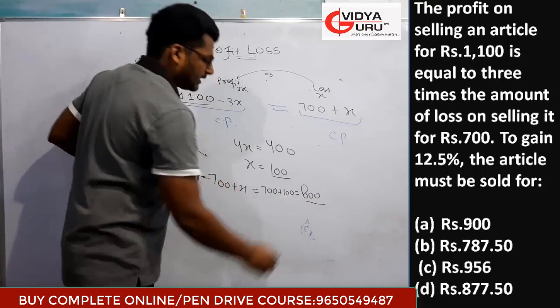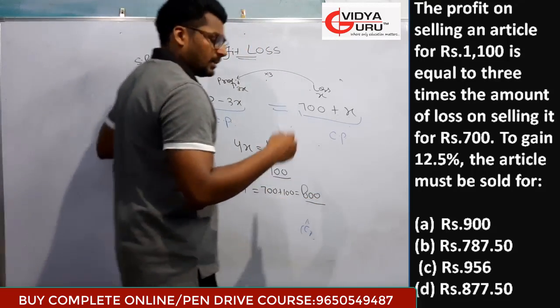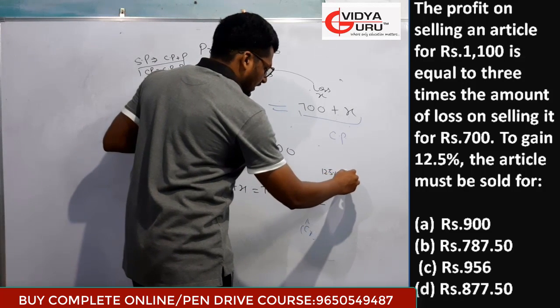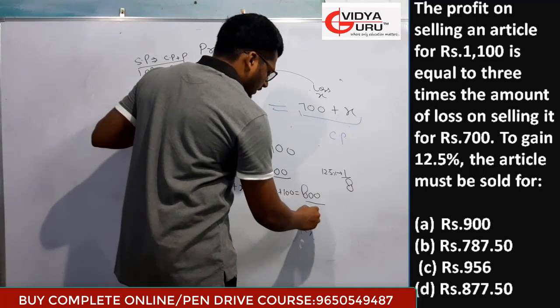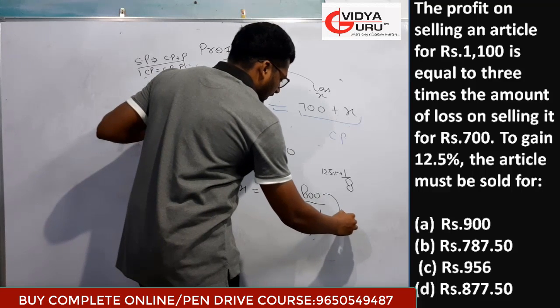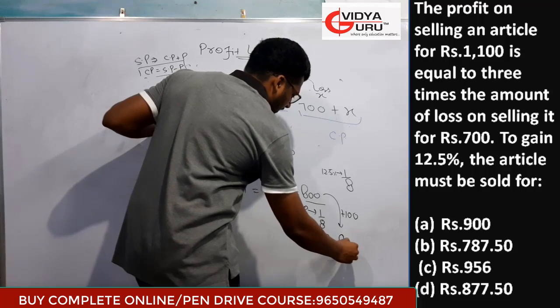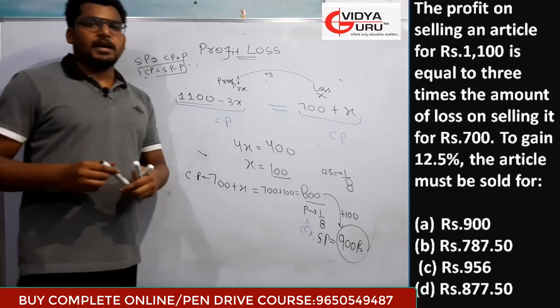But the question is asking to find SP when it is sold for 12.5% profit. 12.5% means 1/8. Its 1/8 will be the profit. Its 1/8 will be 100. Then the selling price will be 900 rupees.